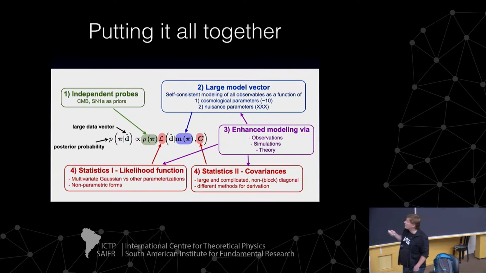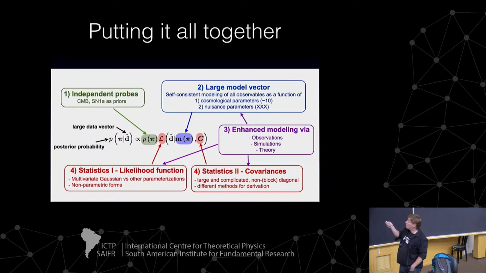What are the ingredients of this likelihood analysis? What goes into Bayes' theorem, into the different parts? Independent probes can enter as priors. And then we have this likelihood function. And what are the main ingredients of the likelihood function? Well, first of all, modeling the data vector, so the so-called model vector generation as a function of parameters.